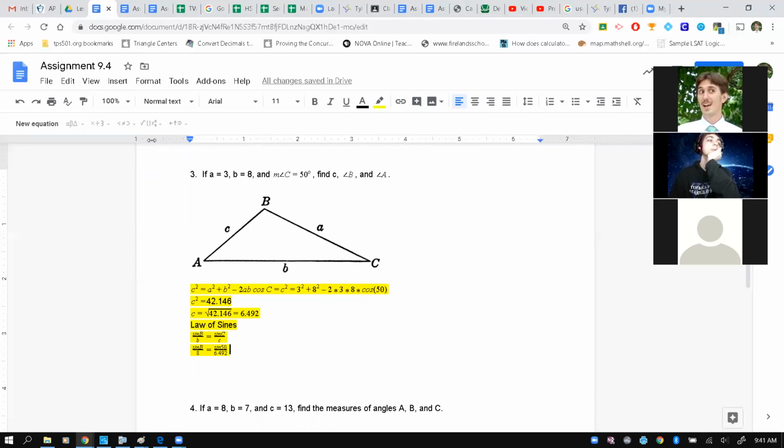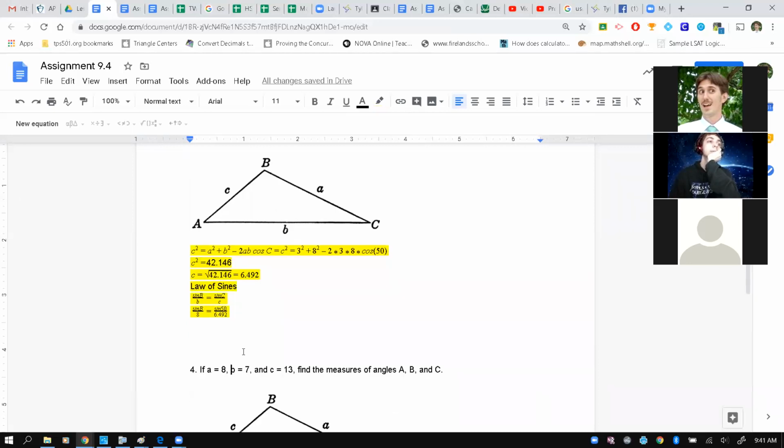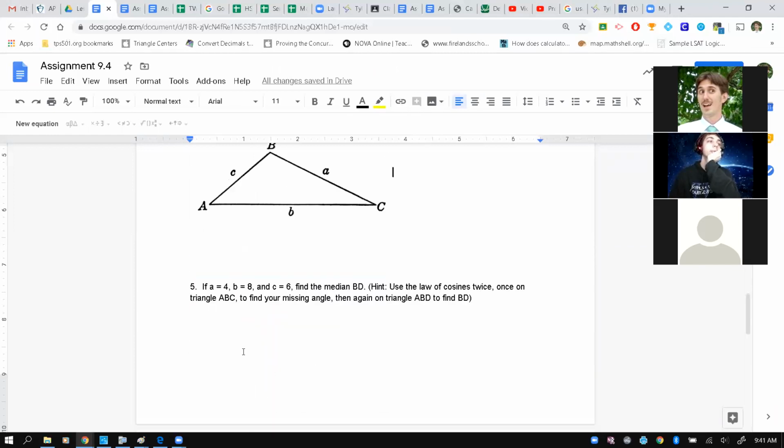Okay. And then once you have angle B, angle C, angle B, and angle A have to add up to 180. So you can use the law of sines again to find angle A, or you could just subtract from 180. All right, does that make sense for that problem? Yeah. Okay, number 5.